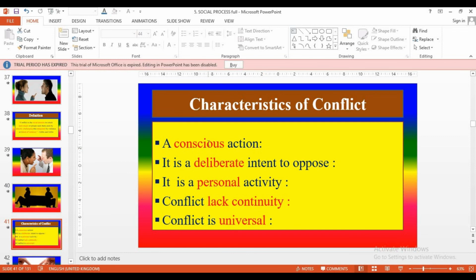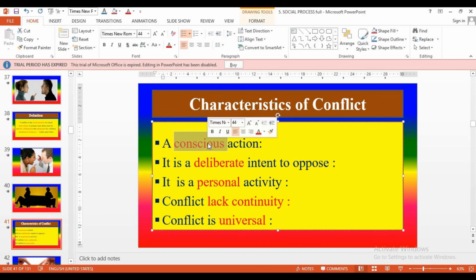Then characteristics: conscious action. Students, competition is unconscious. Everyone is compared with each other, but conflict is at a conscious level. Then deliberate intention to oppose. They plan to oppose each other in attaining their goals. Next, personal activity. Personal means individual activity. Every conflict starts in an individual's mind. Next, conflict lacks continuity, which means it breaks down relationships.